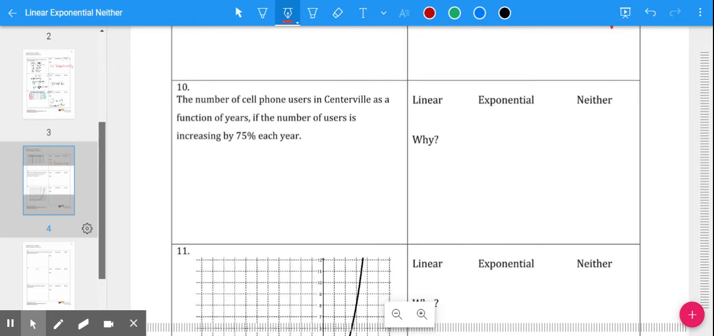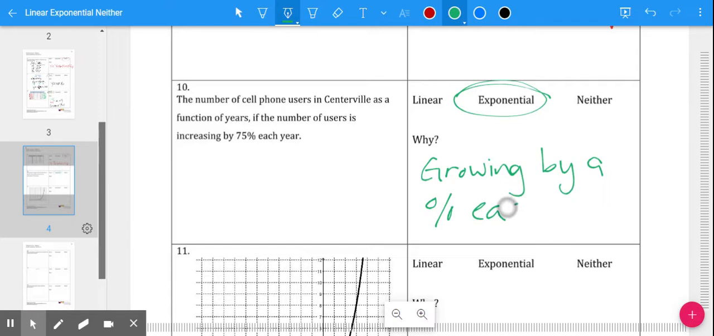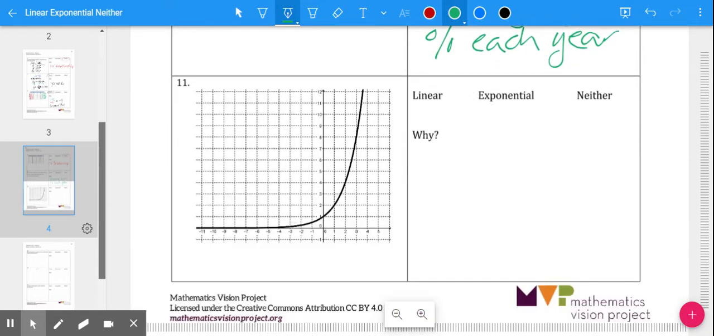So the number of cell phone users at Centerville is a function of years if the number of users is increasing by 75% each year. So each time we've done these percentages, they've been exponential. And it's because it's growing by a percent each year. It's not a set percent, it's a percent of the current amount. So this next one is your J curve. So it's exponential. And this is actually exponential growth.